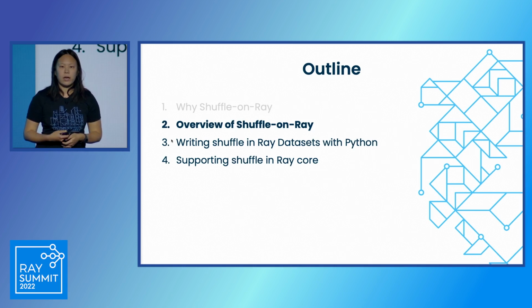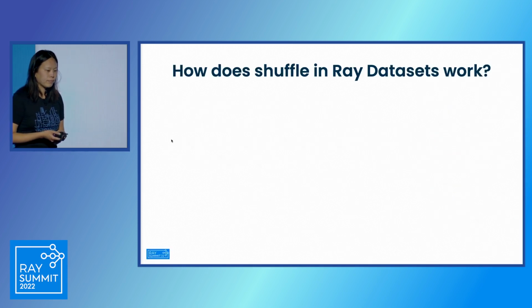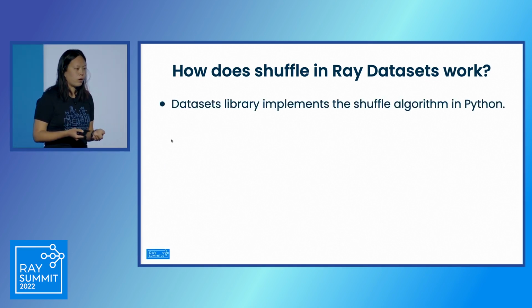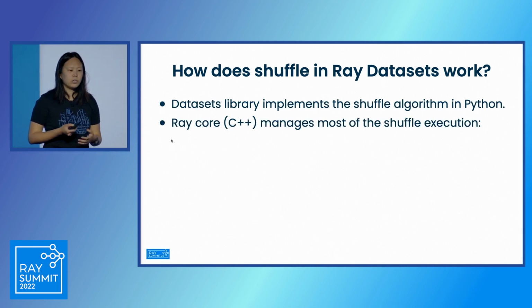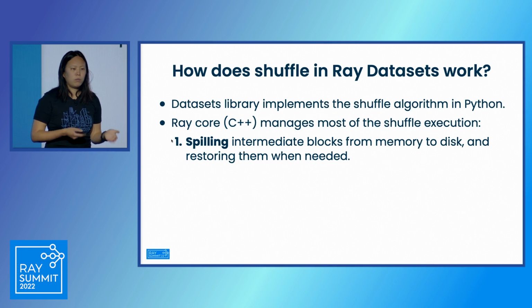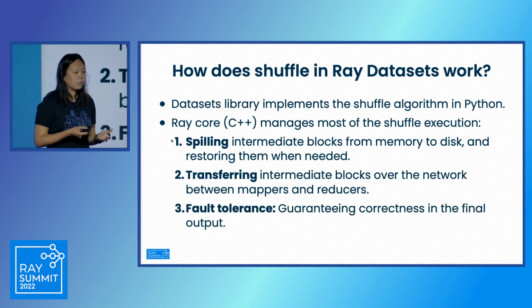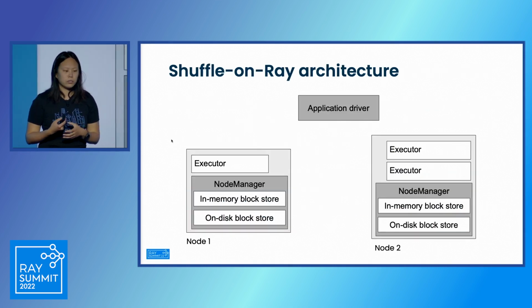OK, so let's take a look at what makes all of this possible. How is shuffle actually implemented in Ray datasets? Well, we have the Datasets library, which is going to implement the shuffle algorithm in Python. And this tells Ray Core what computations need to run and how to move the data between the different computations. So Ray Core will handle all of the hard parts of the shuffle execution here, including spilling data from memory to disk and loading them as they're needed, transferring the blocks across nodes, and recovering blocks in the case of a failure.